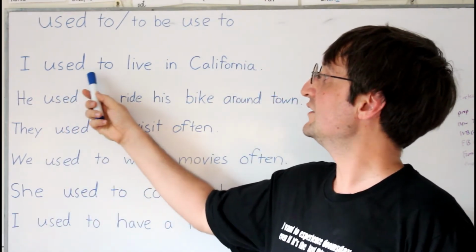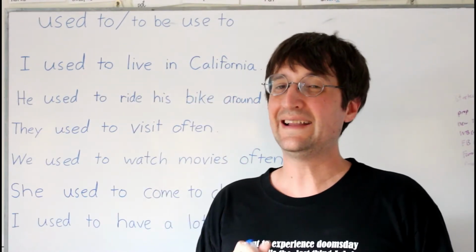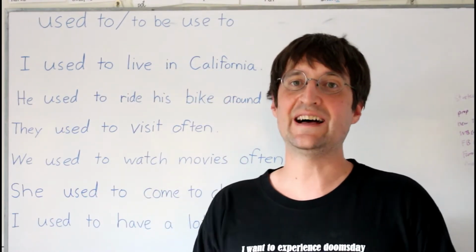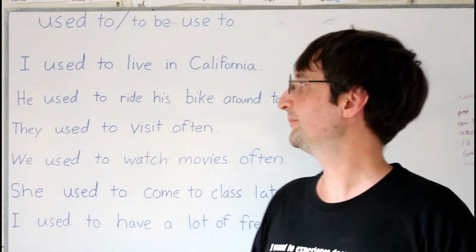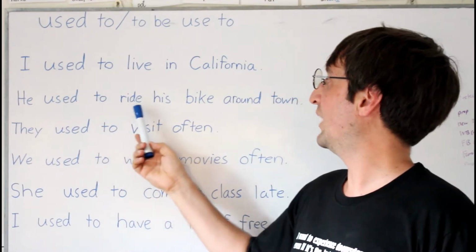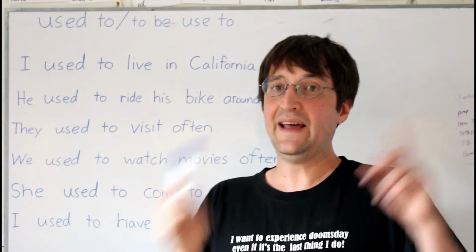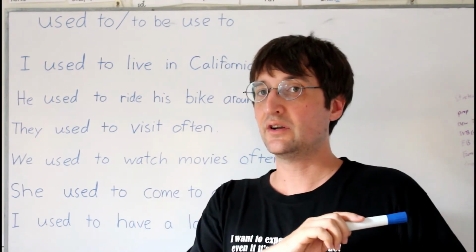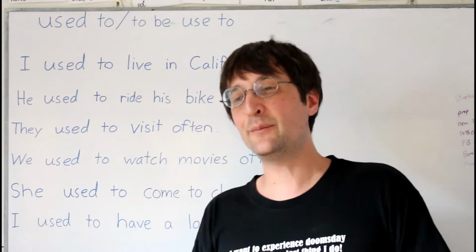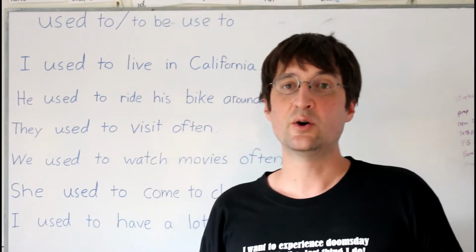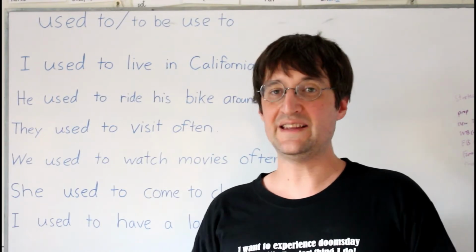So here, I used to live in California means that now I live somewhere else. Now I live in Thailand. I used to live in California, but now I live in Thailand. He used to ride his bike around town. So in the past, before, he used to ride his bike around town, but now maybe he walks around town or he drives his car around town, but he doesn't ride his bike around town.